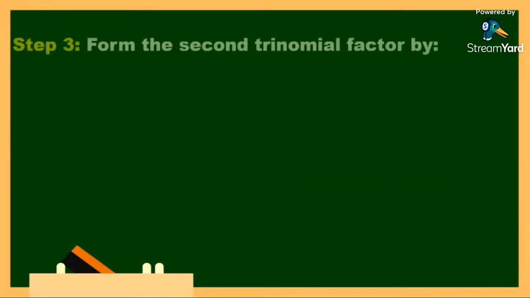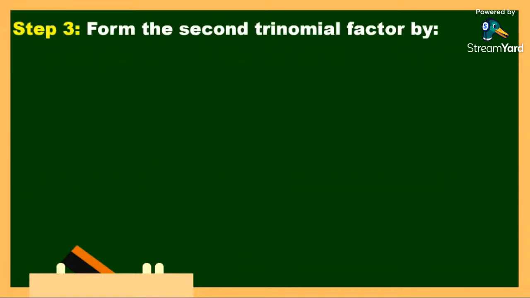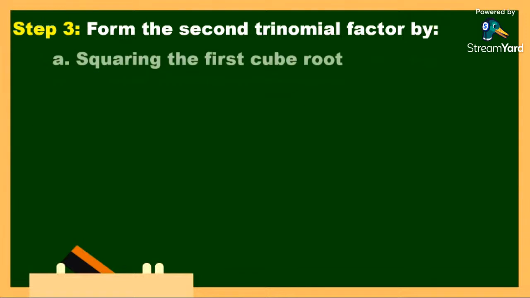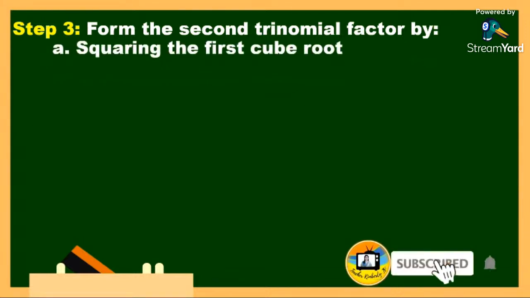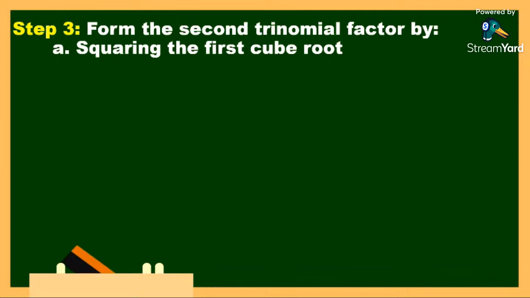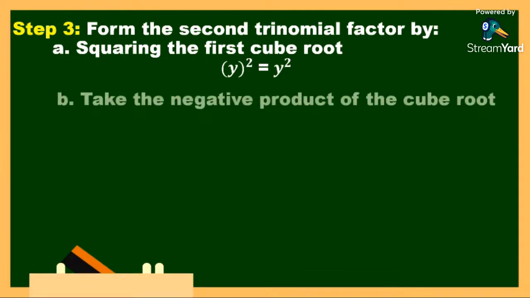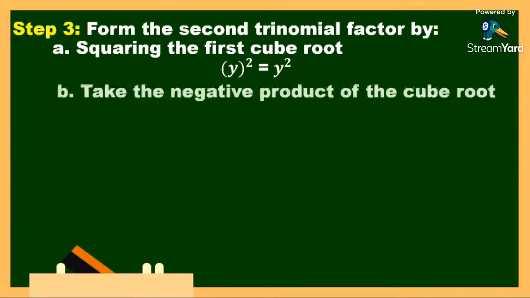Step 3. Form the second trinomial factor by letter A, squaring the first cube root. Ang ating pinakaunang cube root na y ay i-square natin or i-multiply by itself. So y raised to 2 is equal to y squared. And letter B, take the negative product of the cube roots.